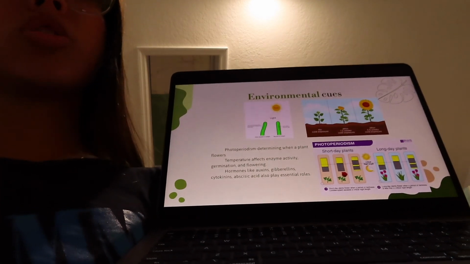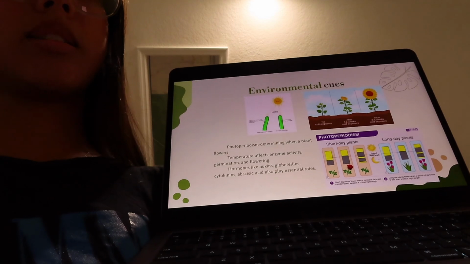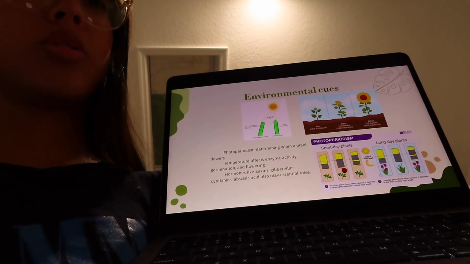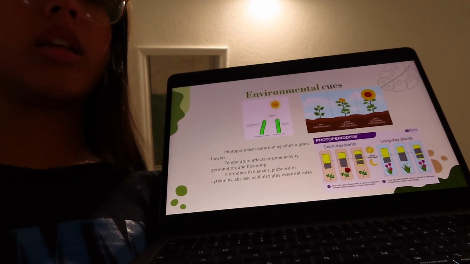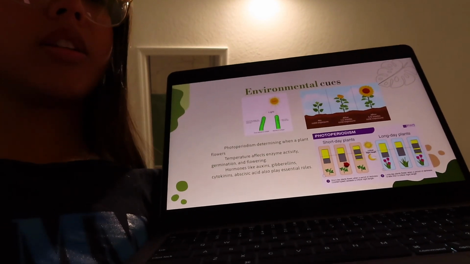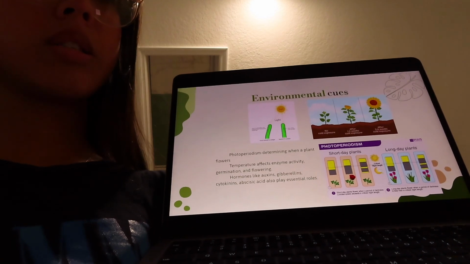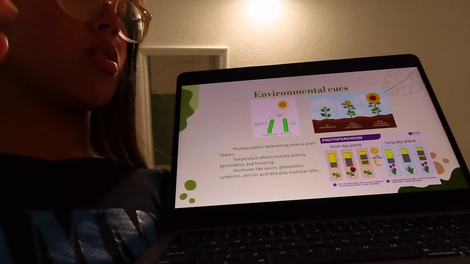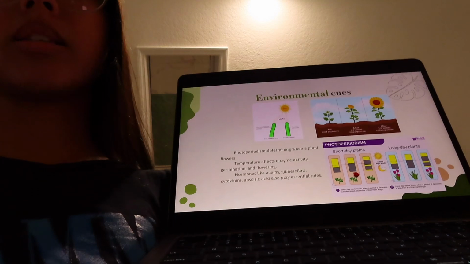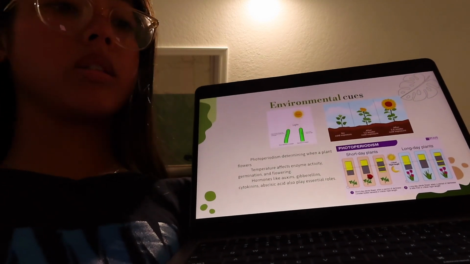Hormones also play essential roles, like auxins. They stimulate stem elongation, and gibberellins promote seed germination, and cytokinins encourage cell division, and abscisic acid helps the stomata during droughts. And the hormonal signals help the plants adapt and thrive in changing environments.